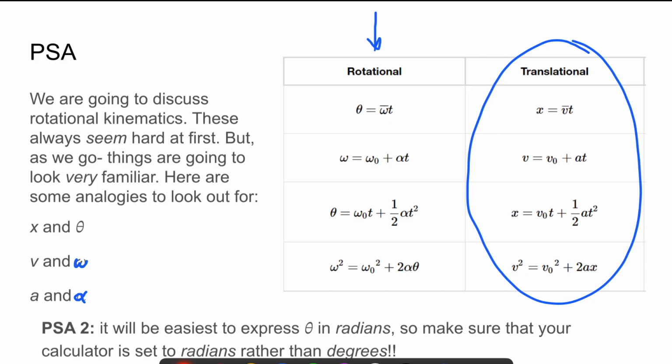And just as a quick heads up, right now, when we talk about theta, or angles, it would be a good idea to put everything in terms of radians. So try to make sure that your calculator is set to radians when we're working with these numbers.